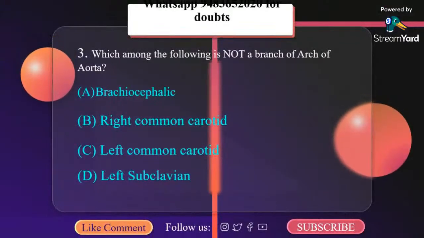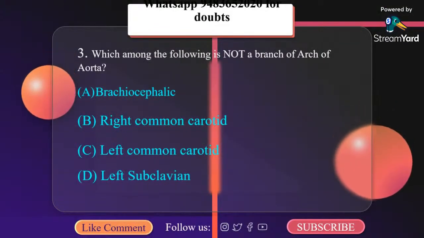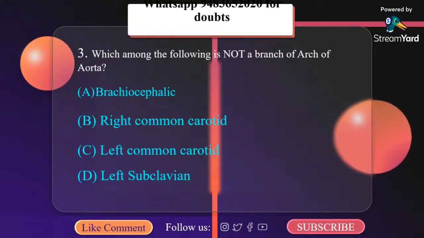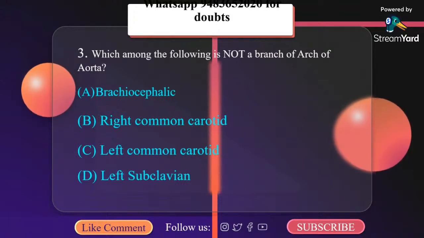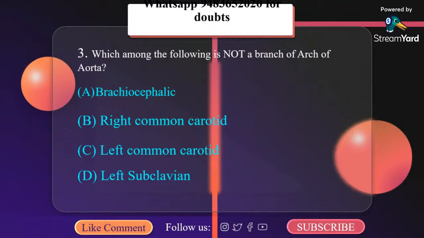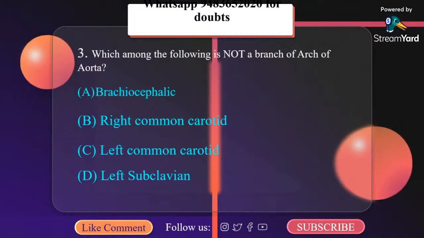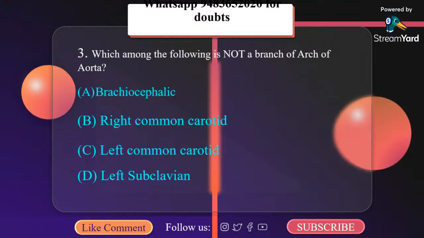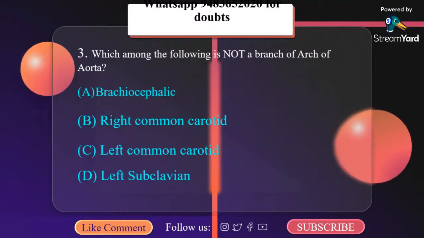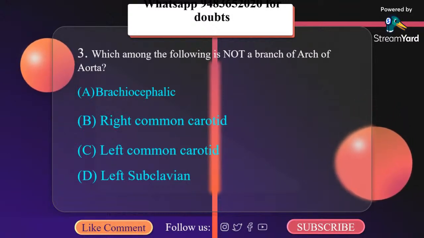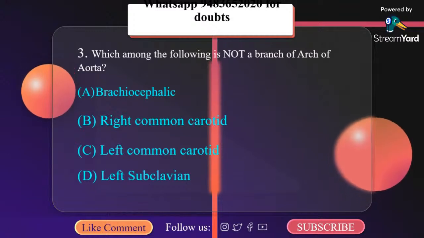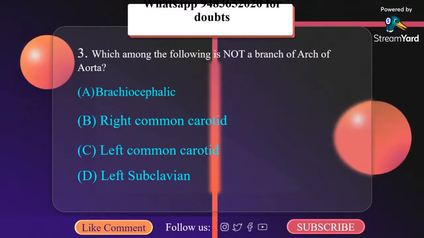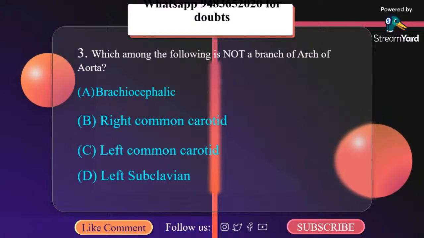Which among the following is not a branch of arch of aorta? Now, this type of questions are usually asked on the branches of abdominal aorta, branches of thoracic aorta, and the sub-branches. Branches of arteries is a favorite question in the NEET PG and INICET exam. So, which among the following is not a branch of arch of aorta? A, brachiocephalic; B, right common carotid; C, left common carotid; D, left subclavian.